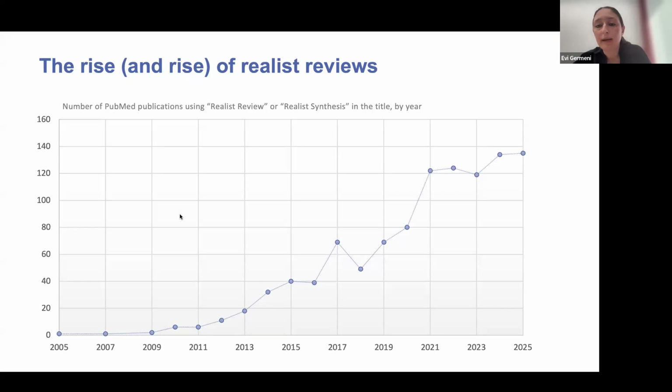The reason why realist reviews have become so popular over the last few years is perhaps that they extend beyond the mere question of what works to providing more comprehensive explanations of how interventions work, for whom they work, as well as why they may work in particular circumstances and not in others.